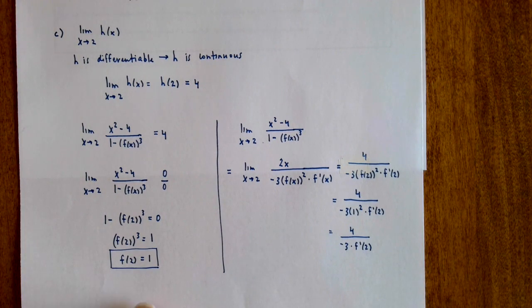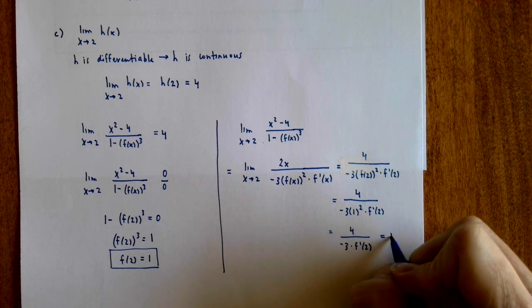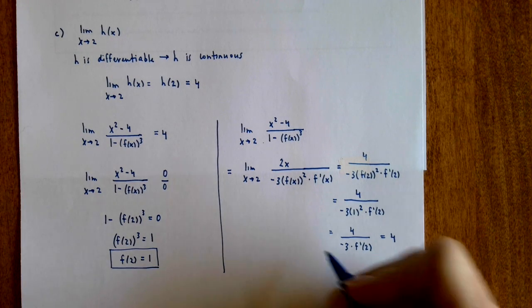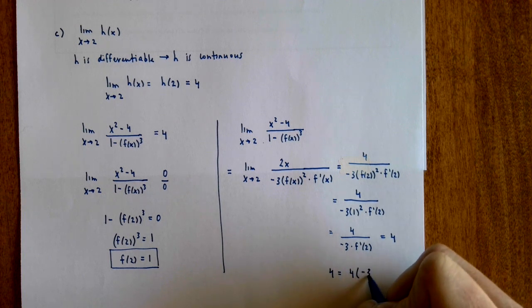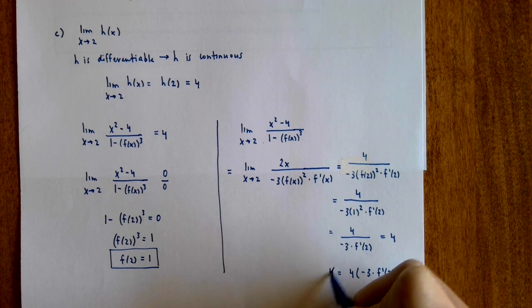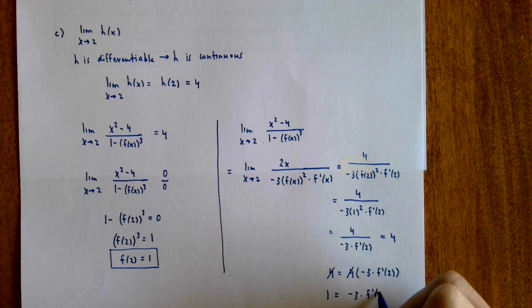Now remember, we established before, we know the value of this limit is equal to 4. So now I can set this equal to 4 and solve for f prime of 2. So let's see what we get. We can do 4 equals 4 times negative 3 times f prime of 2. I'm going to divide by 4 on each side, so I get 1 equals negative 3 times f prime of 2. And then f prime of 2 is going to be negative 1/3.